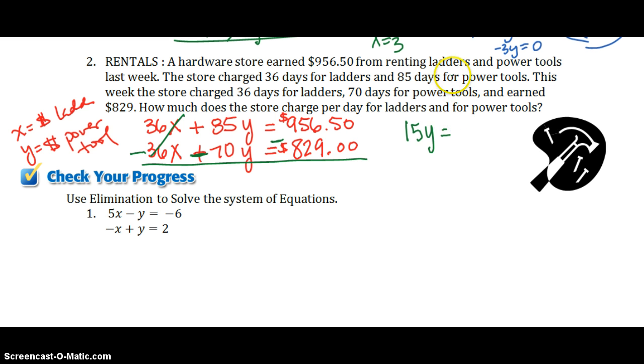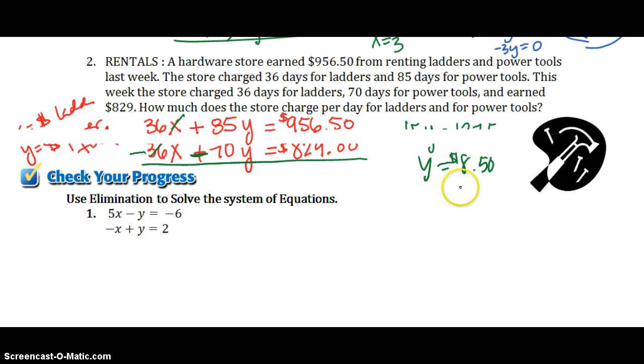equals 956.50 minus 829. So y equals $8.50 a day. What was y? y was the power tool. So we have to take that number, plug it in to find x.